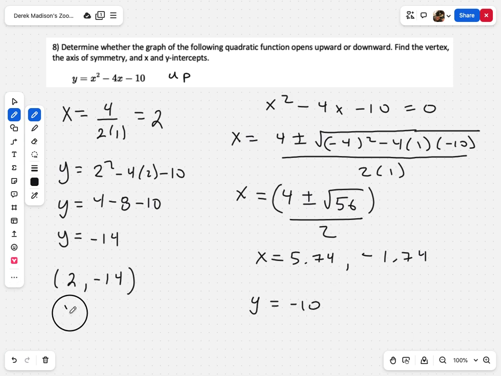And I think I forgot the axis of symmetry. That would have been x equals 2 over there. And I think that wraps up vertex and standard form.